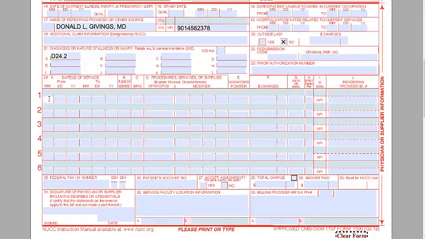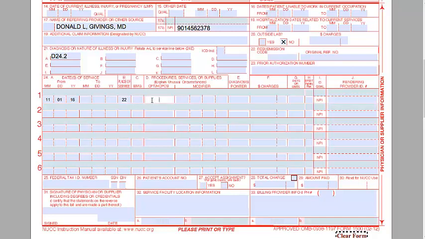Item number 24 is the date of services. And Fiona had her surgery on the 1st of November. Item number 24B needs to be completed on a Medicare claim. Fiona had the mass on her left breast removed, and we did that at the outpatient services at the hospital. So her place of service code is item number 24B. Item number 24C on a Medicare claim does not have to be filled out, so we can leave that blank.